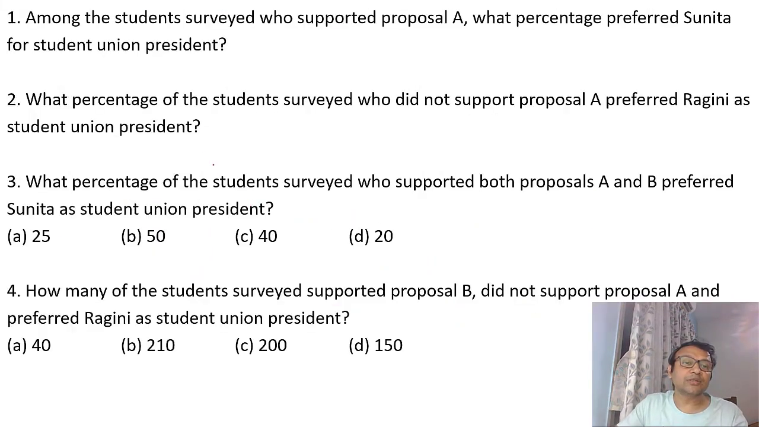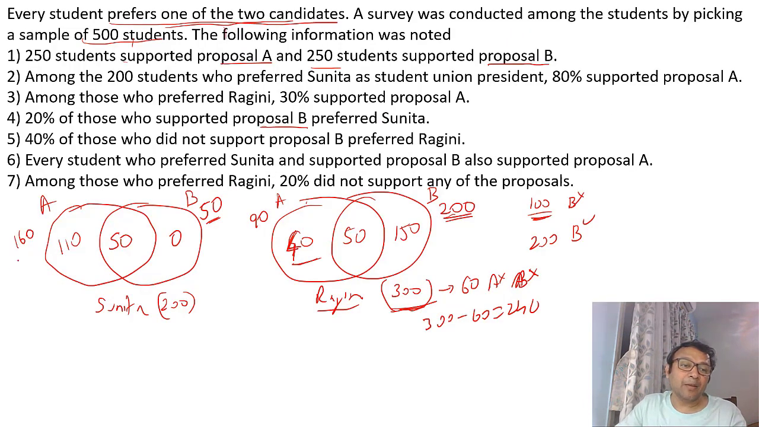So if I go back to the questions: among the students surveyed who supported proposal A, what percentage preferred Sunita? So A preferred Sunita is 160, and 160 out of 250 students, because 250 students support proposal A. You should be good at calculation. You should make out 160 out of 250 is 16 out of 25.